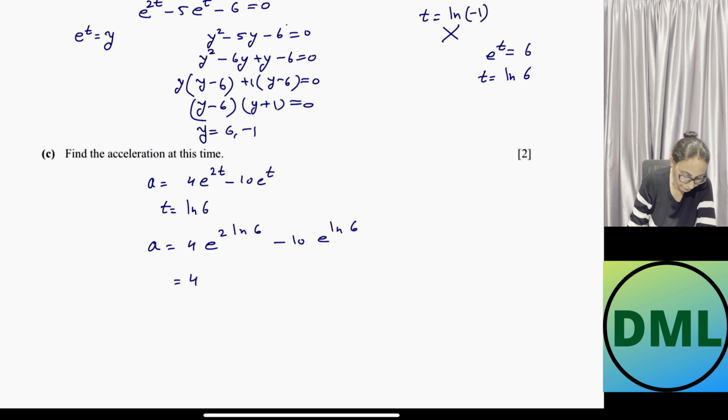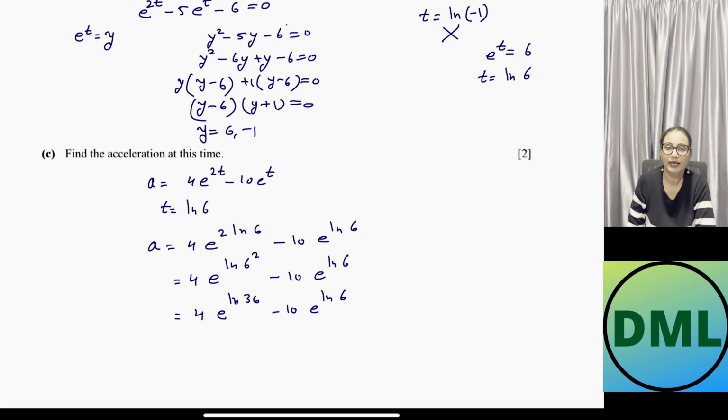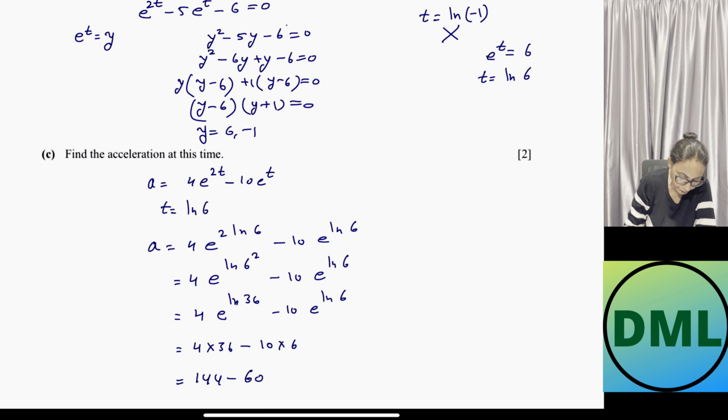That will be 4 e to the power ln 6 square minus 10 e to the power ln 6. This will be written as 4 e to the power ln 36 minus 10 e to the power ln 6. We know that e and ln cancel out, and it will be 4 times 36 minus 10 times 6. 36 times 4 is 144 minus 60. If you subtract it, your answer will be equal to 84. That will be your answer.